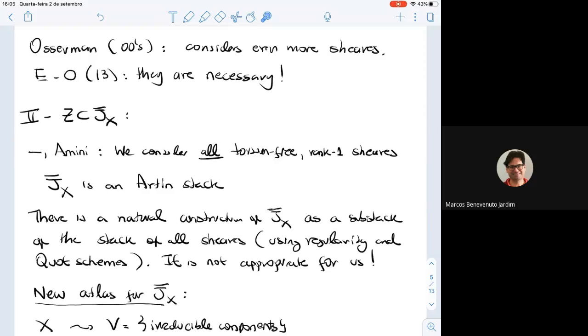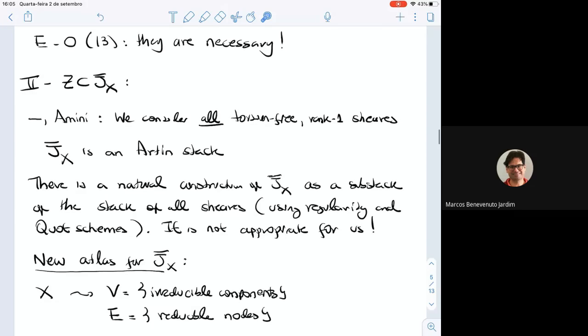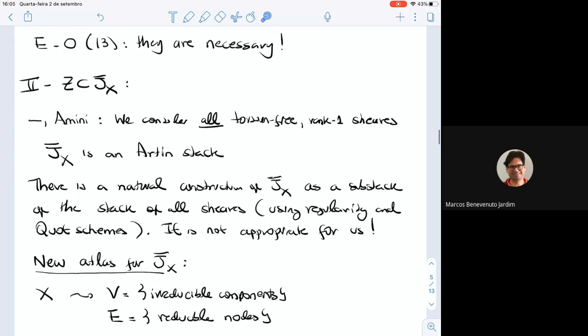So what do I mean by an atlas? I will describe J bar X as the quotient of a projective, well, not really projective, well, the quotient of a scheme by a group action. Okay. And now I have to talk a bit about combinatorics. So, associated to a nodal curve, I have the dual graph. This is not the dual graph, it's close. I pick V as the set of irreducible components, and E as the set of reducible nodes. That means points of intersection of components.